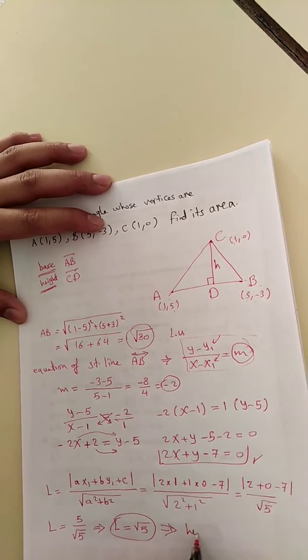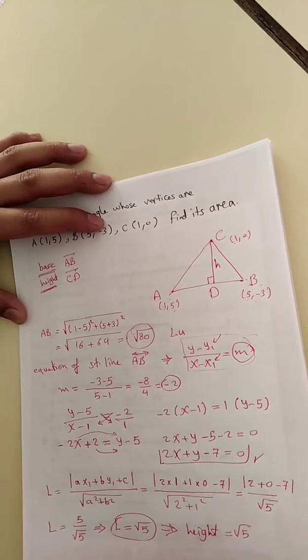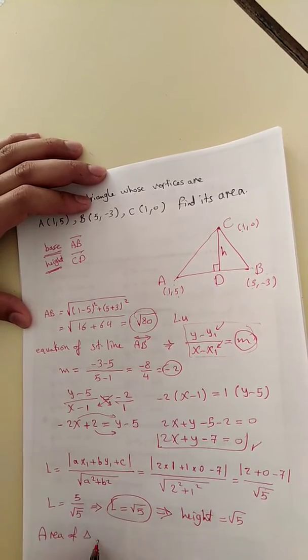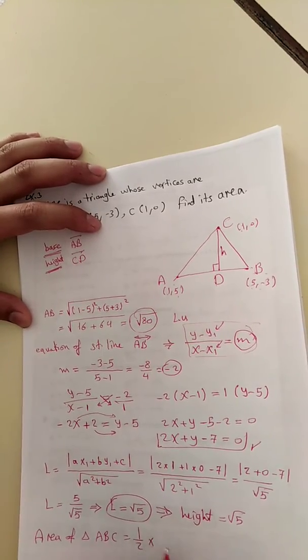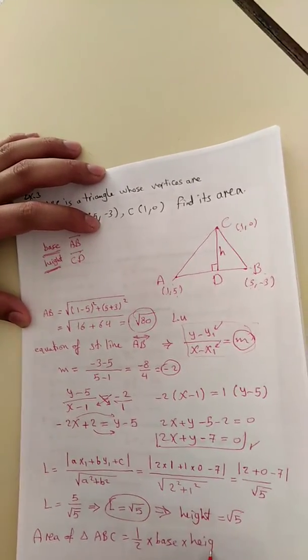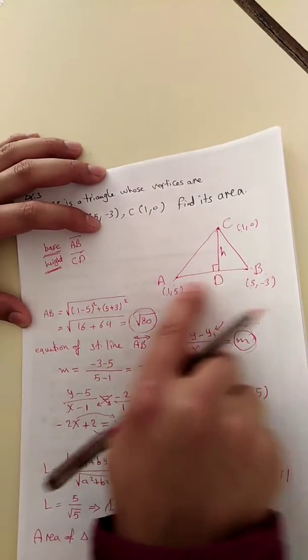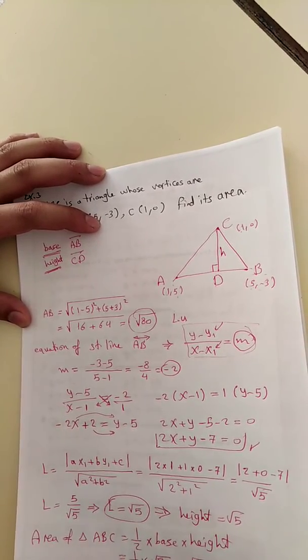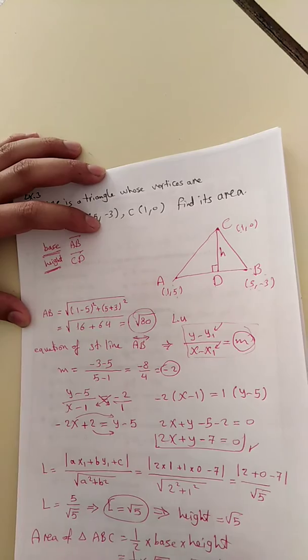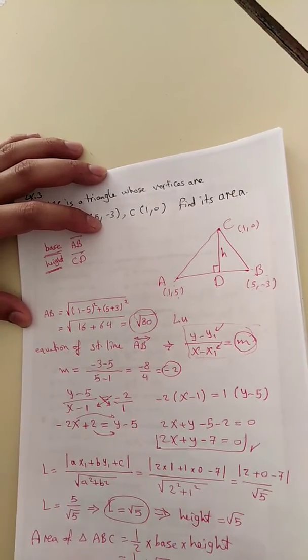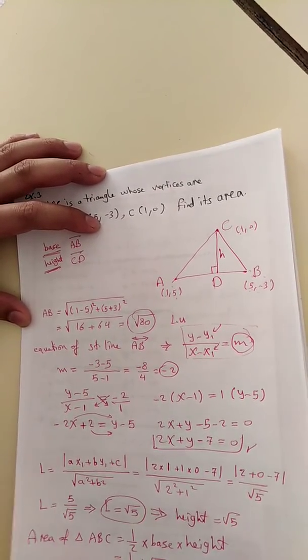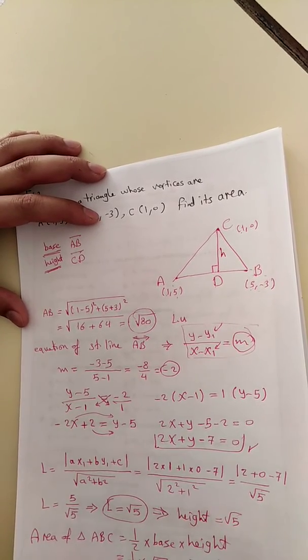That means the height equals root 5. And hence we will get the area of the triangle ABC: half times base times height. Half times the base AB, the length of AB is root 80, times the height, root 5. By multiplying roots, 5 times 80 is 400, the square root is 20, half times 20, it will be in the last form 10 square units. Thank you for listening, and goodbye.